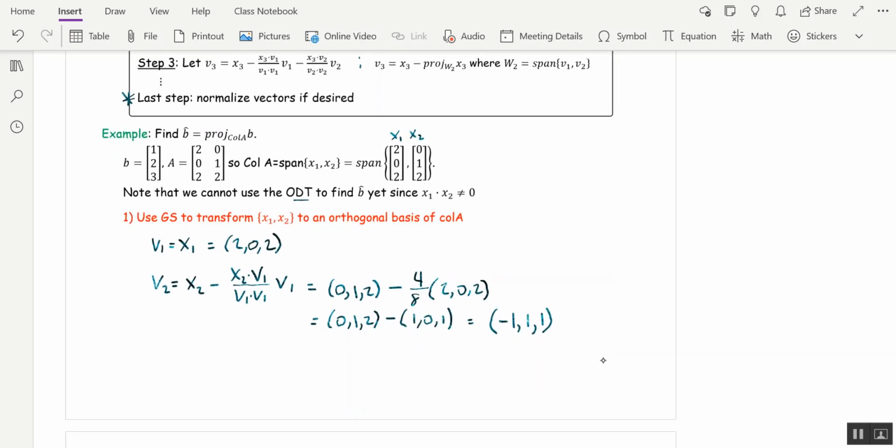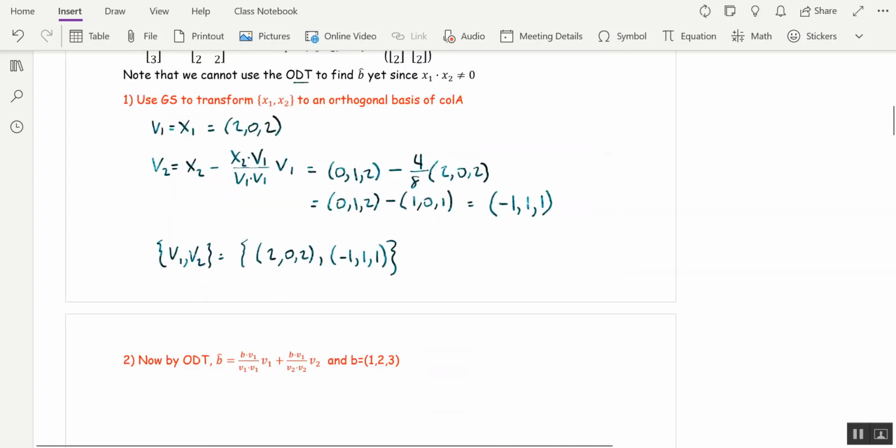So my orthogonal basis now for col A is V1, V2, which is the set 2, 0, 2, comma, negative 1, 1, 1. Okay, now I've got an orthogonal basis for col A, and I can simply find B hat using the orthogonal decomposition theorem. And here's my formula for the projection of B onto the column space of A.